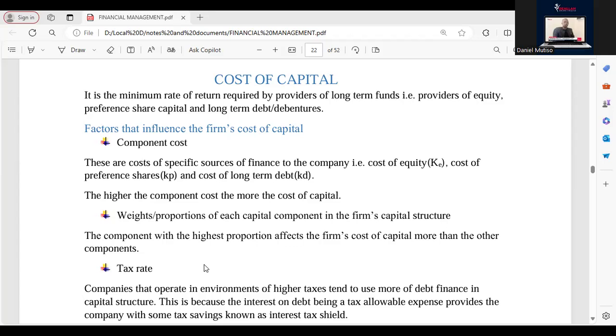Now, the factors that influence the firm's cost of capital. Number one, the component costs, which are the costs of specific sources of finance to the company, as I've already discussed. Whether you are doing the WACC or WMCC, you have to compute the component costs, that is, determine the cost of equity, the cost of preference share capital, and the cost of long-term debt.